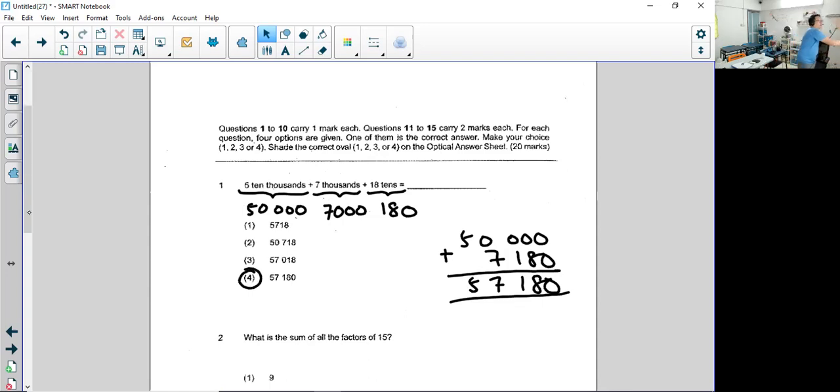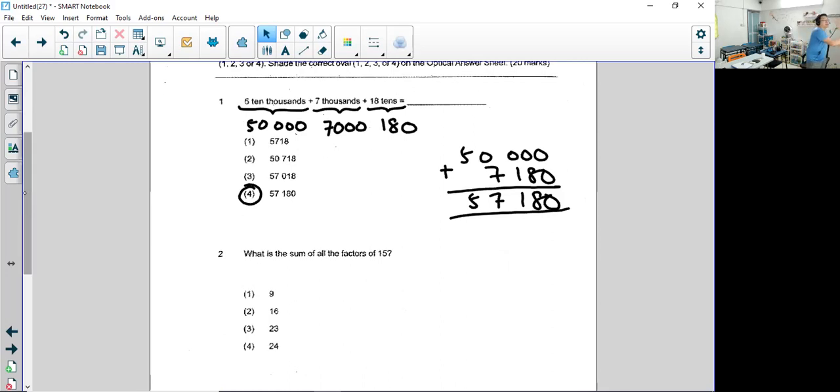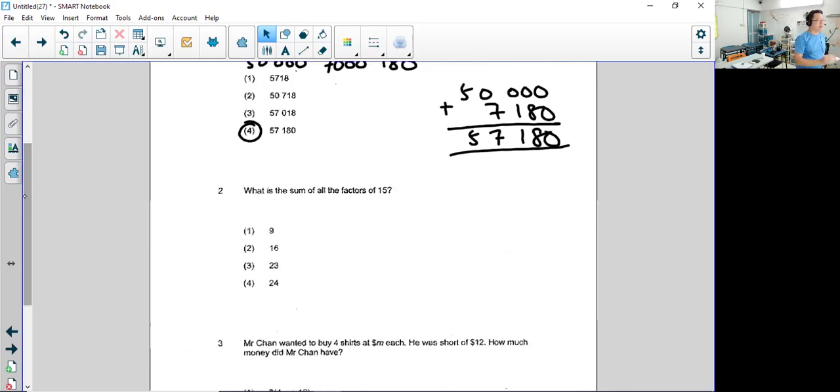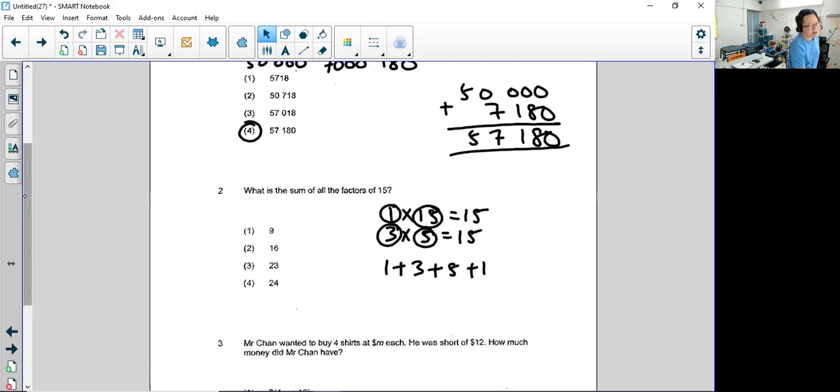What is the sum of the factors of 15? You must first know how to find factors of 15. So 1 times 15 is equal to 15. And then 2 is not a factor because 15 cannot divide by 2. The next one will be 3 times 5 equals 15. And then 4 cannot because 15 cannot divide by 4. 5 times 3 we have already. All right, so these are the factors of 15, and then you will need to find the sum by adding them all together. So you have 1 plus 3 plus 5 plus 15.